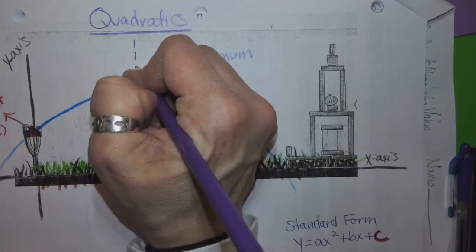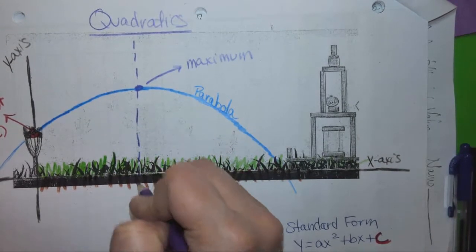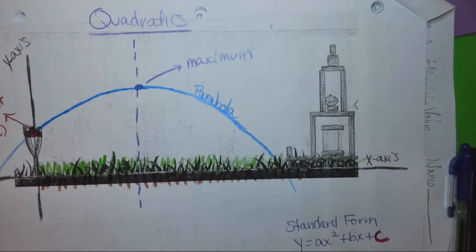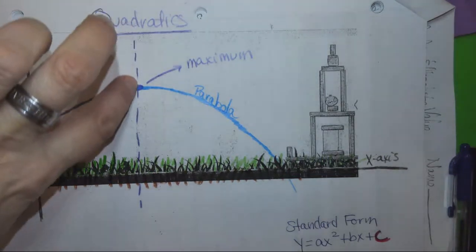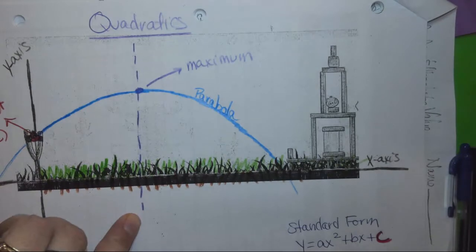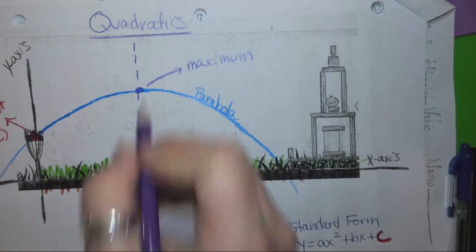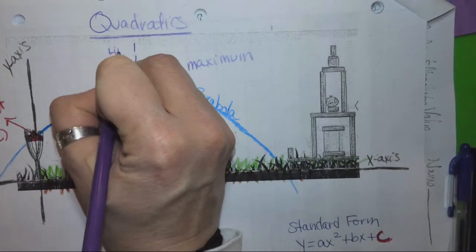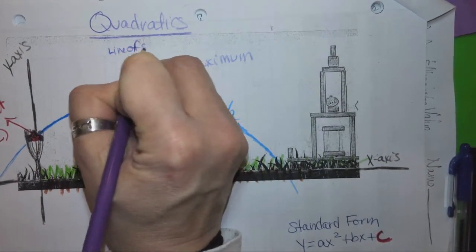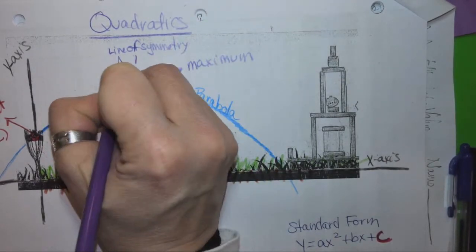And we have this line. Does anybody remember what this line is called? I actually just taught it in geometry, in the transformation. Line of symmetry. Sometimes you'll see it as line of symmetry. I've also seen it as axis of symmetry.